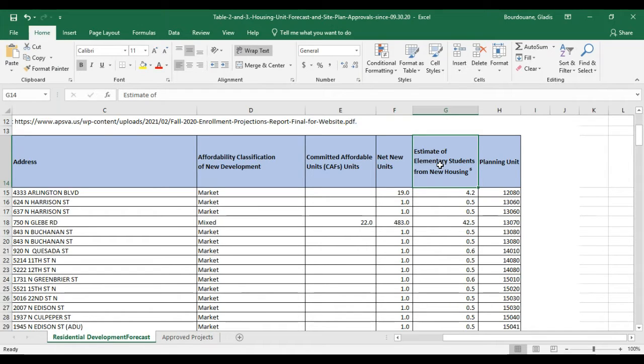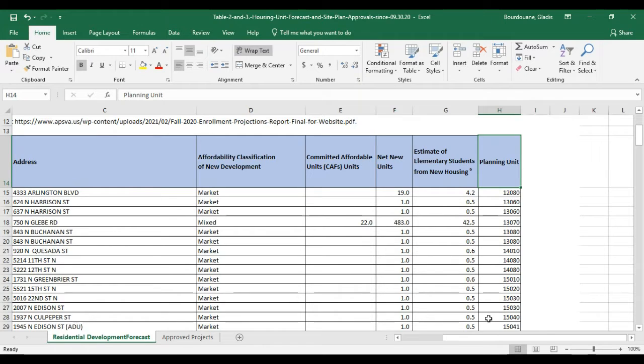What that number represents is the K-12 students that are estimated to come from those net new units. And I'll explain in the presentation a little later how we derive that number. And then the last field, H, planning unit, that's the planning unit number where the building can be found. So that's one way for the community, as they're thinking, gee, I wonder if that building down the street in my planning unit is in the data set, that's how you could cross-reference.